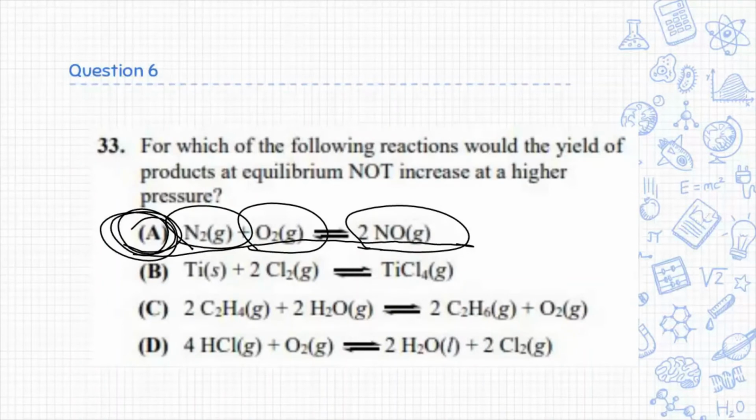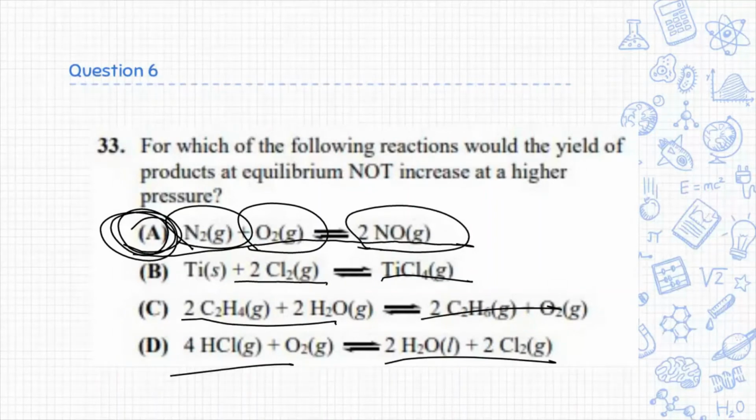Now let's take a look at the other answers. For B, we can see that there are two gas molecules in the reactants, and there's one gas molecule in the products. So if we increase pressure, then due to Le Chatelier's principle, we expect that the forward reaction rate would increase compared to the reverse reaction rate. And it's basically the same scenario for C and D. We can see 4 here, 3 here, and then 5 here, and 2 here. Any questions?